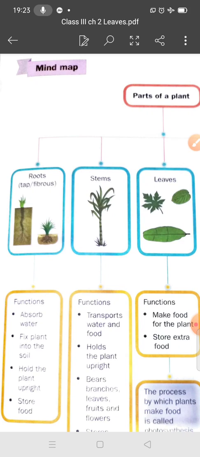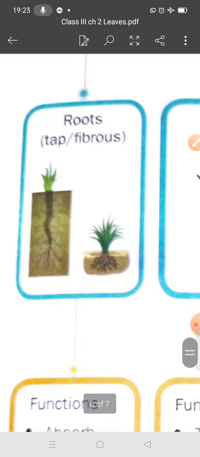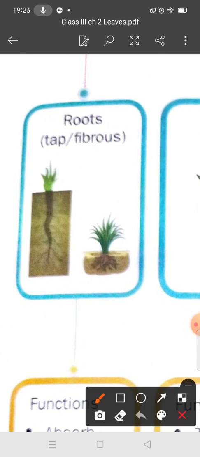They spread in different directions in search of water. Everybody knows now? Where is it found? Yes student, it is present below the ground, and they spread in different directions in search of water. There are many functions of the roots, and there is a diagram also. There are two types of root, tap root and fibrous root. You can see this is the tap root and this is the fibrous root.